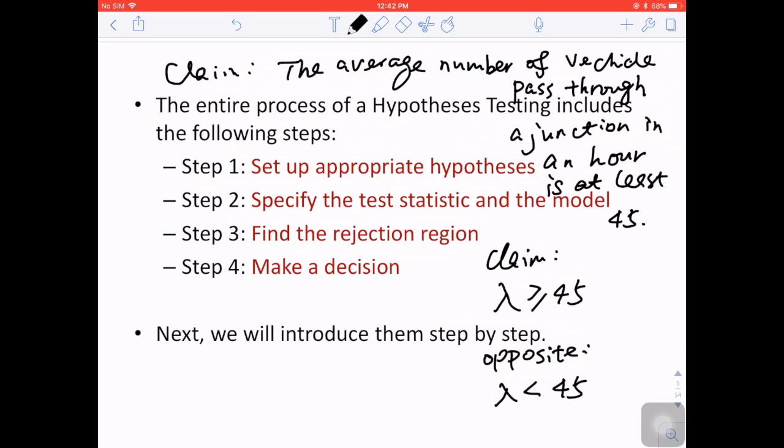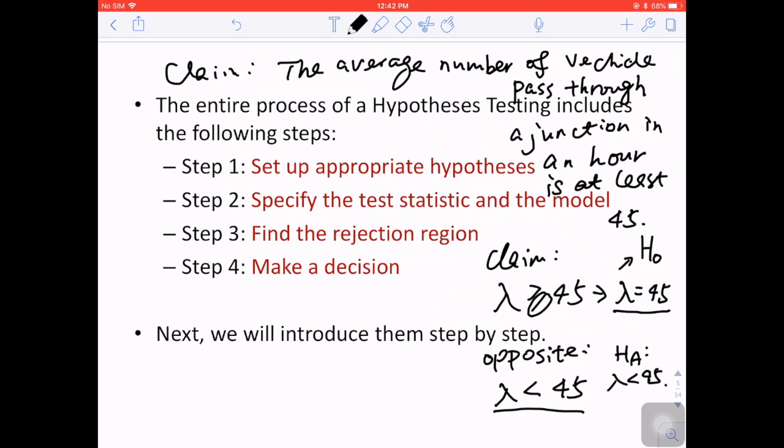Now you have your claim and you have your opposite opinion. I'm going to find where the equal sign is, write lambda is equal to 45 here, and set up this one as my null hypothesis. And the opposite side is just my alternative hypothesis. So the basic rule is to find where the equal sign is.